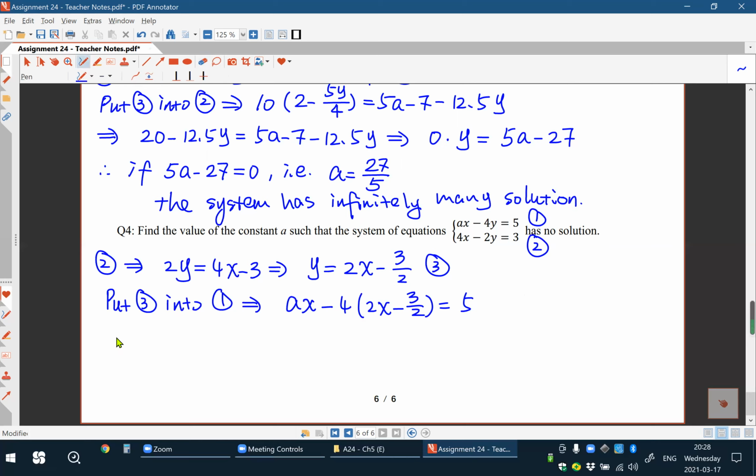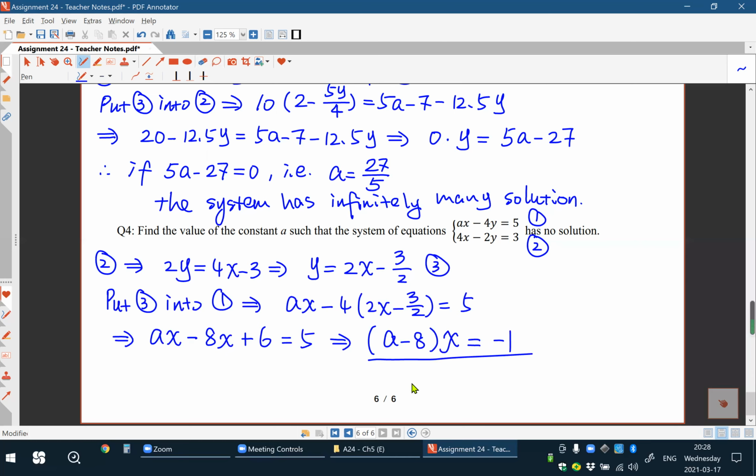This simplifies to ax minus 8x, and minus times minus, you will get plus, right? Plus 6 equals 5. So that means (a minus 8)x equals minus 1. Okay, so your analysis should start from here.